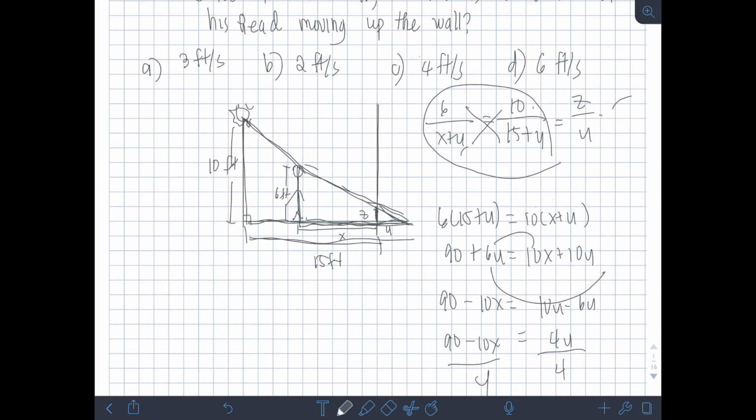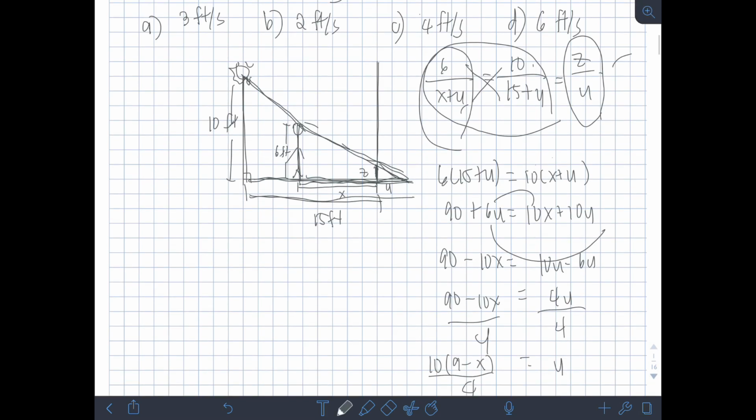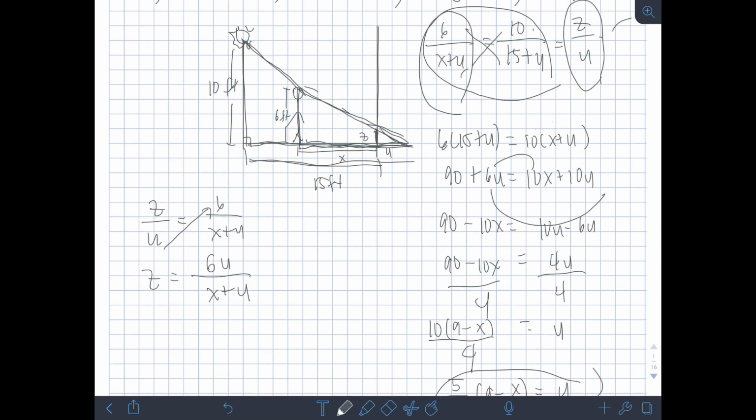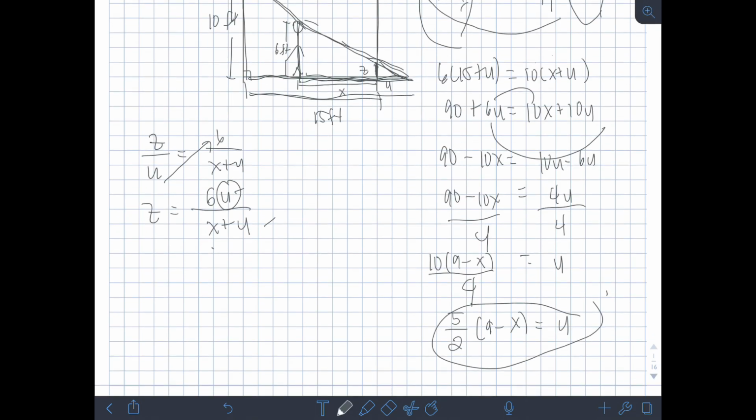And then gamitin naman natin tong z over u tsaka 6 over x plus u. So we have z over u is equal to 6 over x plus u. So, therefore, z is equal to 6u, cross-multiply ko si u, over x plus u. So, solve natin ngayon itong z in terms of x. So, itong mga u, palitan natin in terms of x. So, itong u na to, meron na tayong u in terms of x, diba? Kulang na lang natin itong x plus u.